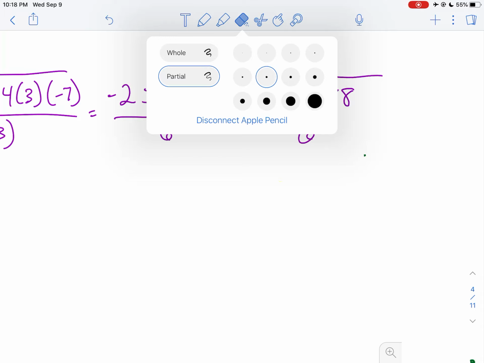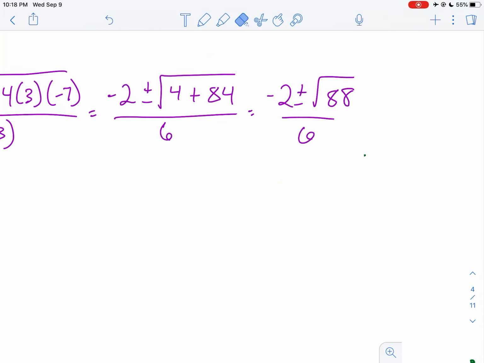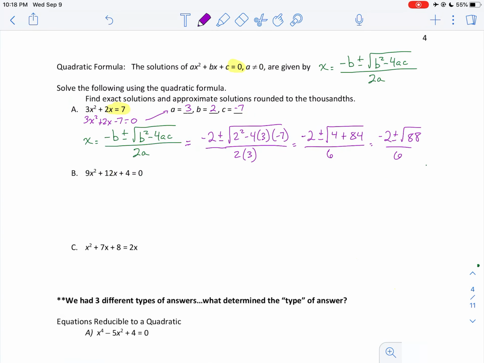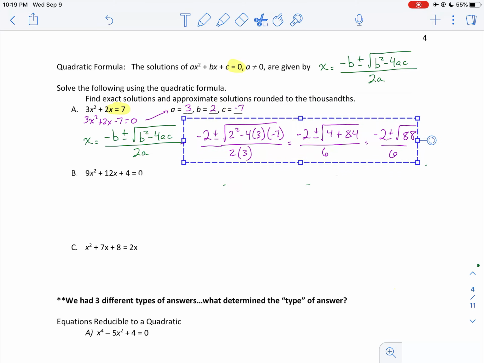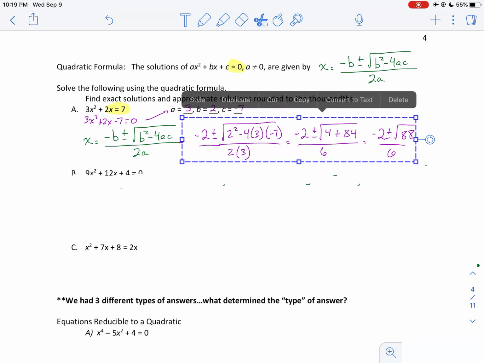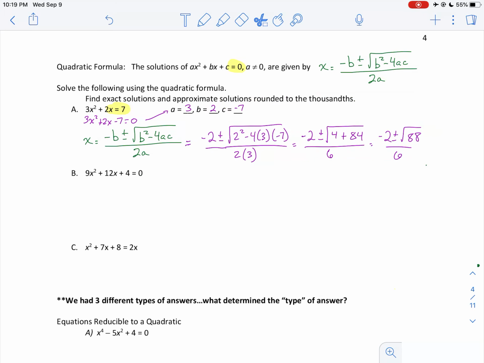And I'm okay if you stop here. I know in the textbook they are going to take it a little further, so let's do that as well. And I'm running out of room, so let's try to do this. No, let's not try to do that.